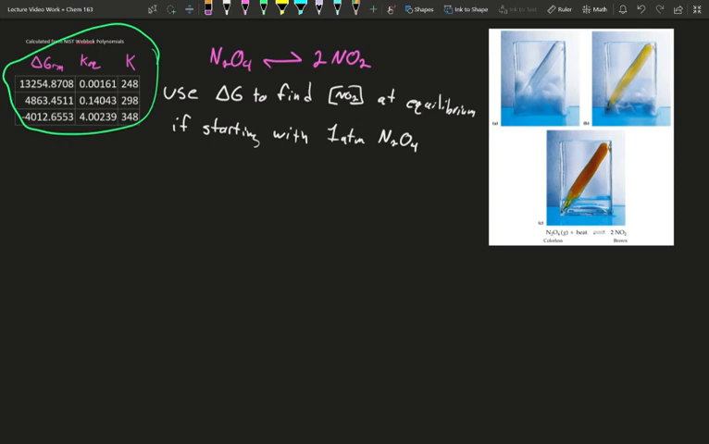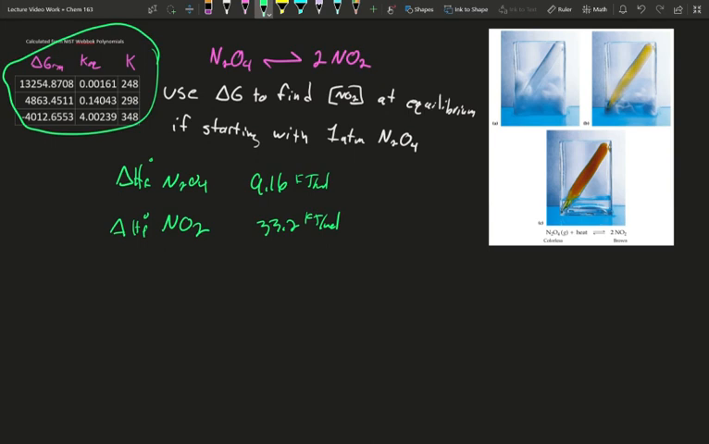So let's do these calculations and find the equilibrium constants at the standard states so we can see why these colors change. For that, I'm going to need some standard state values. The delta H of formation of N2O4, the delta H of formation at standard state of NO2. Well, that is 9.16 kilojoules per mole and 33.2 kilojoules per mole. Neither of these are particularly favorable. They're both endothermic to form from their elemental starting materials.